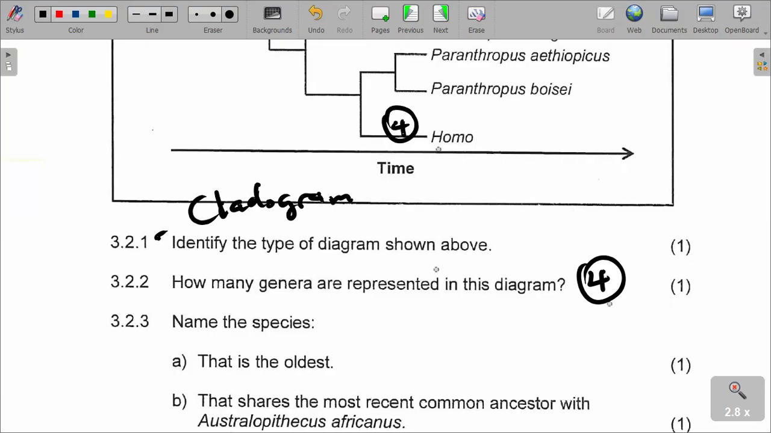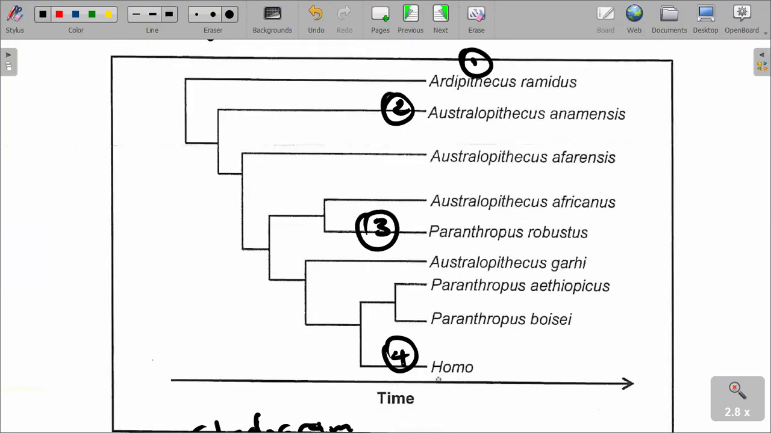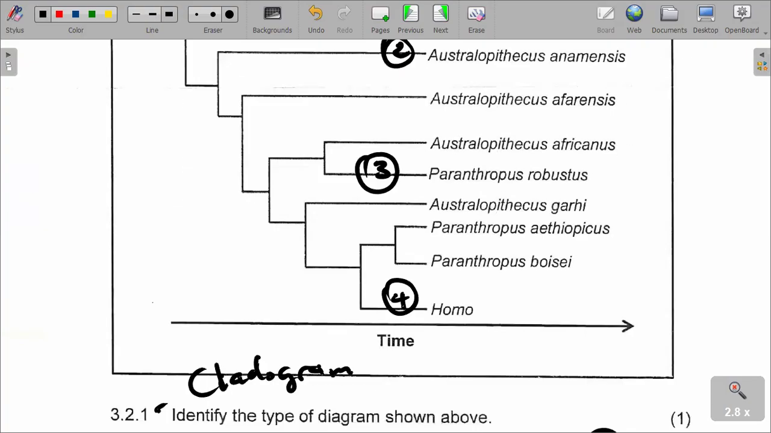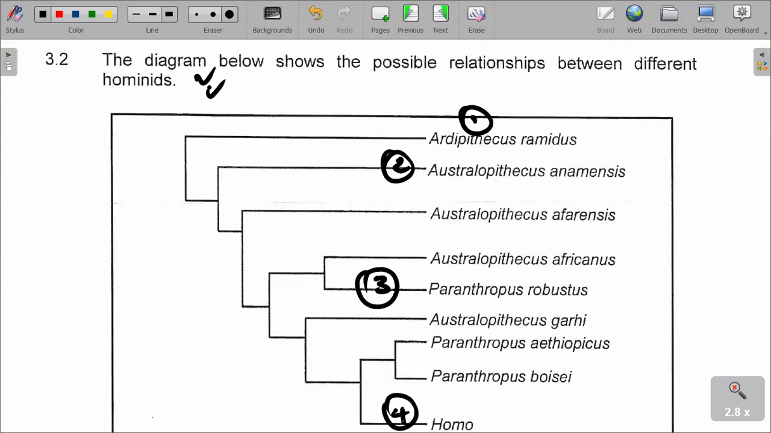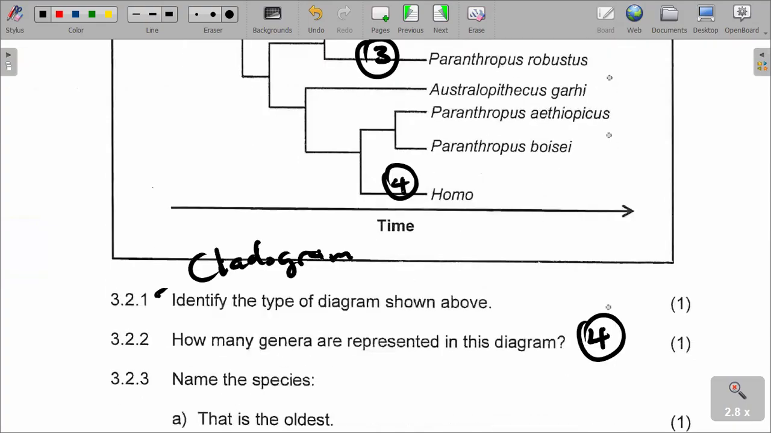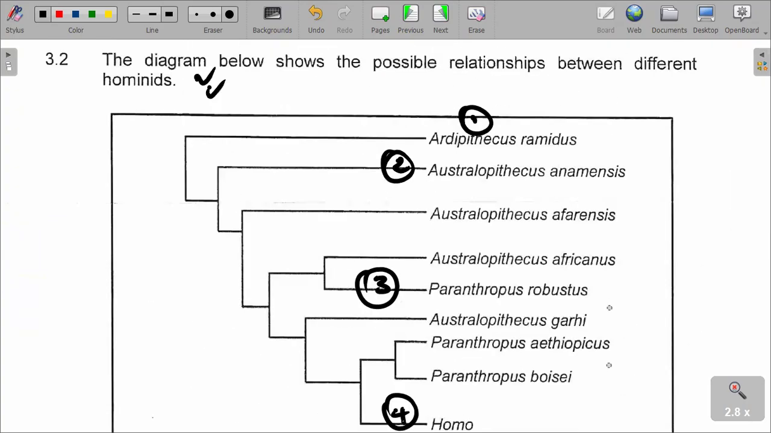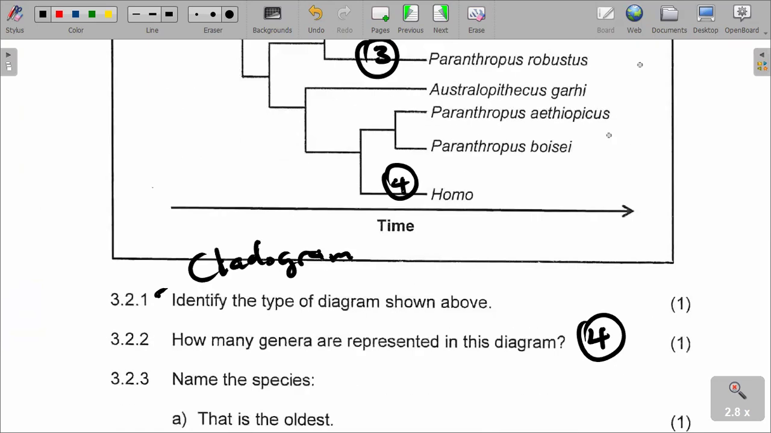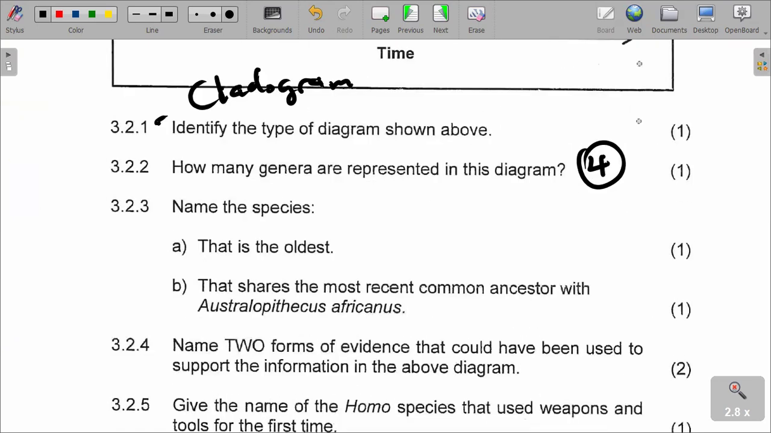Name the species that is the oldest. We are just looking for the one that existed first. The one that existed first is the oldest. The oldest is Ardipithecus ramidus. Ardipithecus.